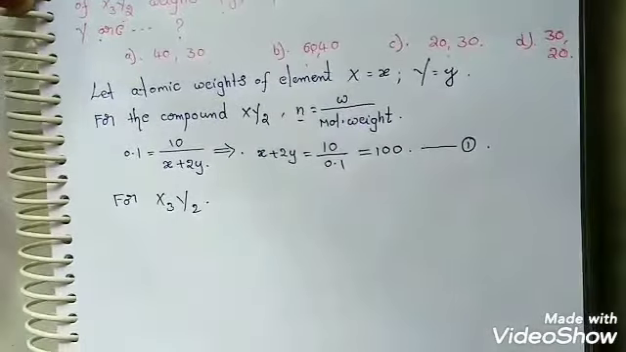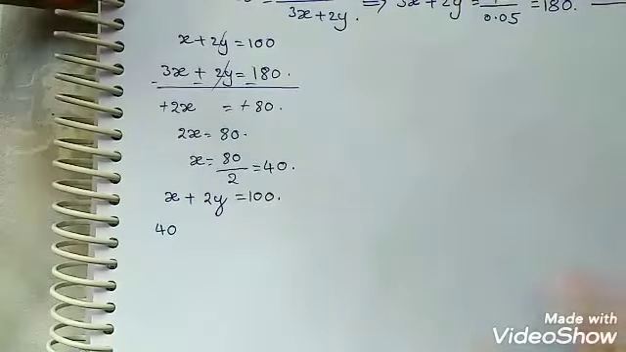Now see, if you subtract, x minus 3x is minus 2x, and plus 2y minus 2y will be cancelled, and 100 minus 180 must be minus 80. Then you can change the signs automatically, students. Then 2x is equal to 80. Then from this x is equal to 80 by 2, and x is equal to 40. So students, now we got the x value. The x value is 40.